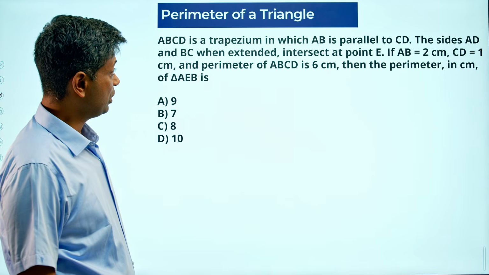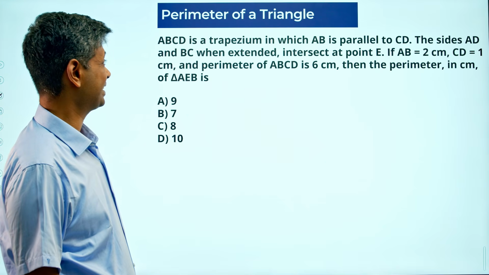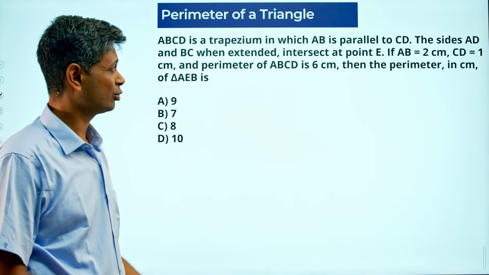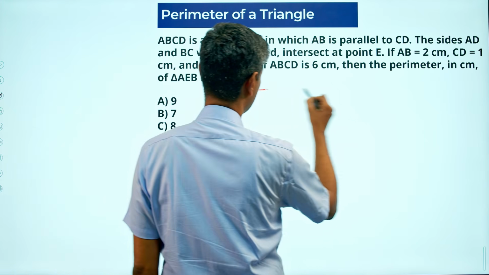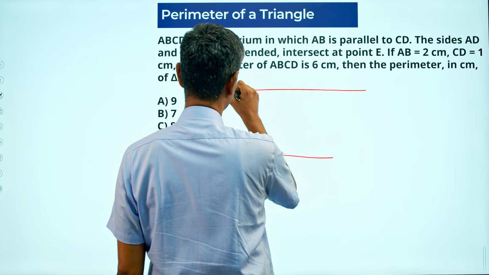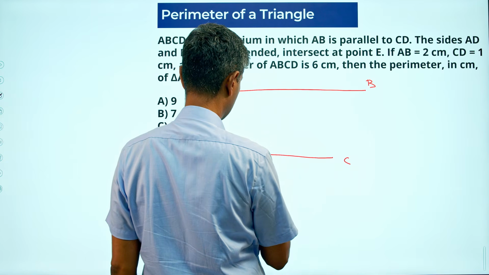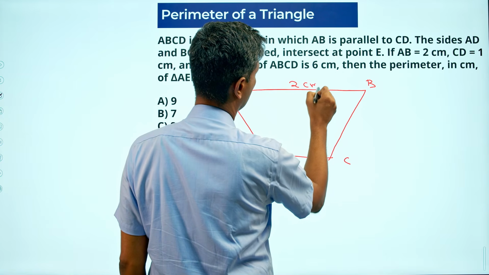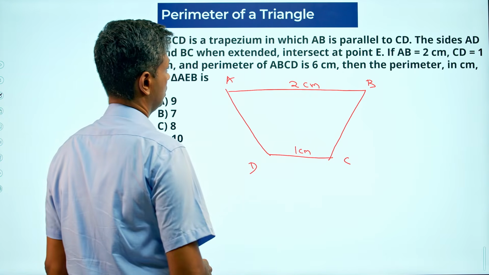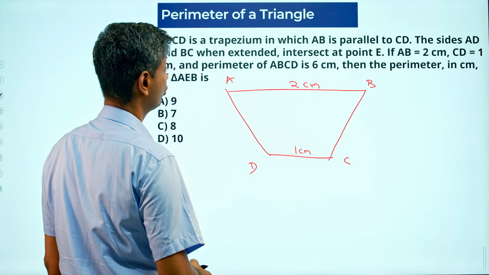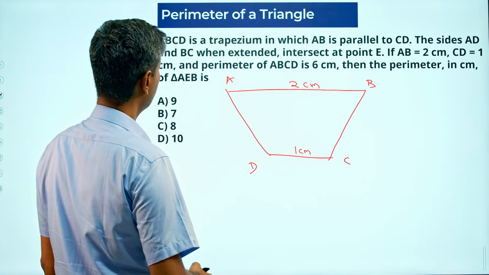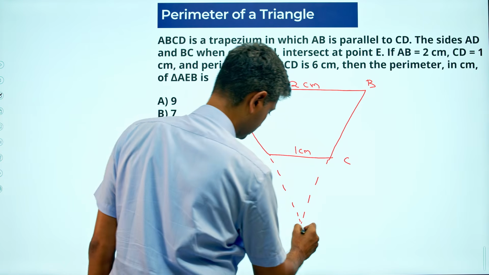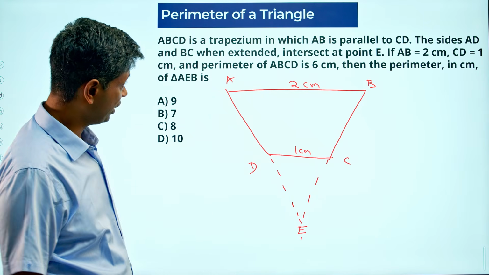ABCD is a trapezium in which AB is parallel to CD. The sides AD and BC, when extended, intersect at point E. That means AB looks to be longer than CD. I'm going to put AB like this, CD like this, so A, B, C, D, a trapezium, something like this. AB is 2 centimeters, CD is 1 centimeter, and the perimeter of ABCD is 6 centimeters. We extend AD, we extend BC, they meet at E.